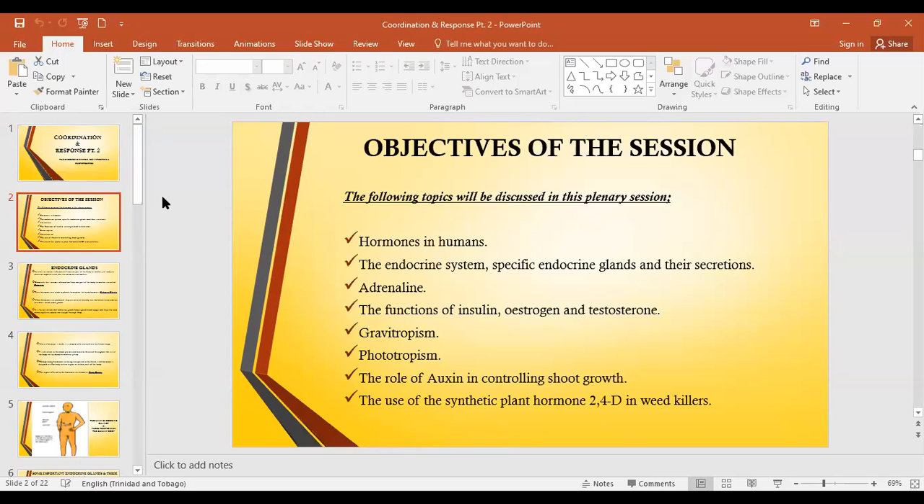We have to learn about hormones in humans. So we have to learn about your endocrine glands and what they secrete. We have to learn about adrenaline and the effects of adrenaline on the human body. We're gonna learn about how insulin, estrogen, and testosterone function. We're gonna learn about plants and the responses of plants to specific stimuli. And we're gonna learn about auxin. So I'm gonna introduce you to auxin, which is a plant hormone. And then finally, we're gonna just talk a little bit about weed killers, and that's it basically, right?